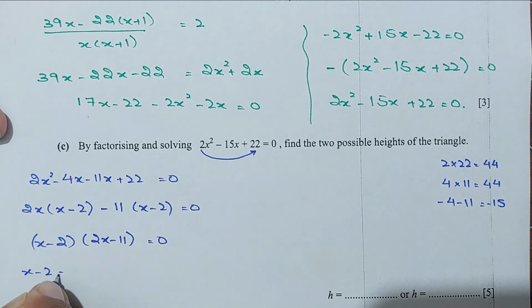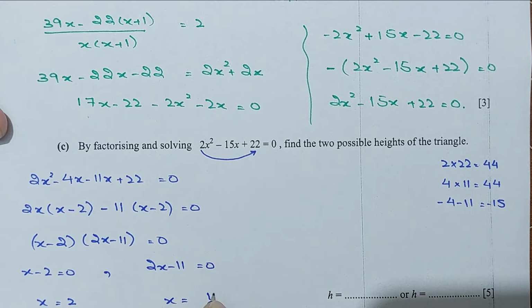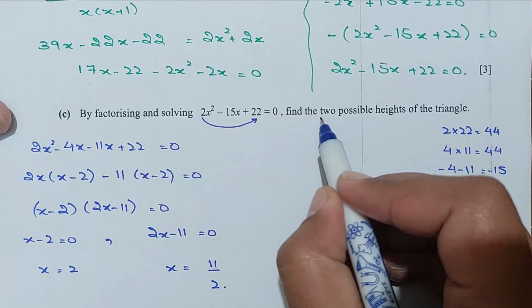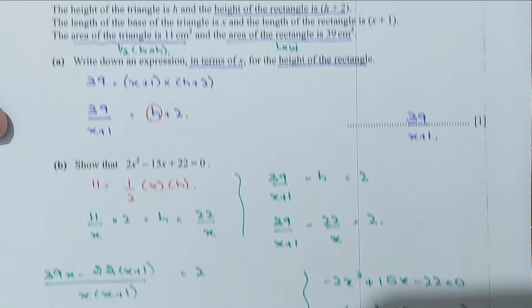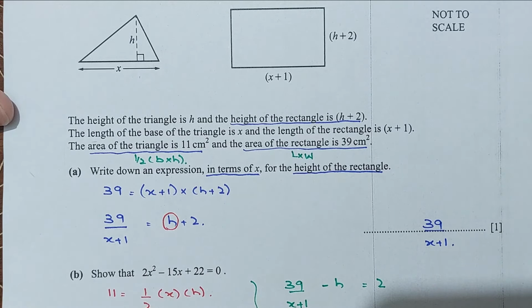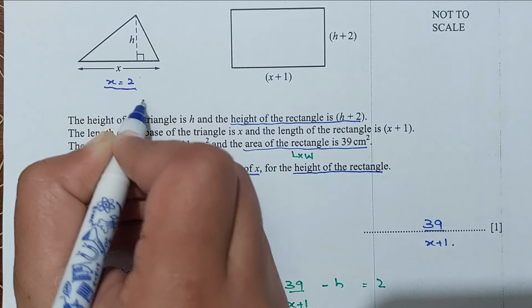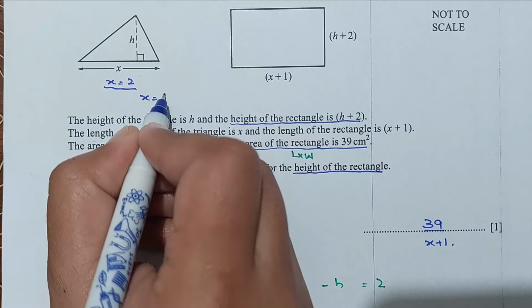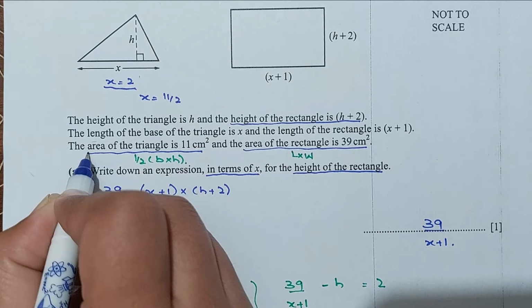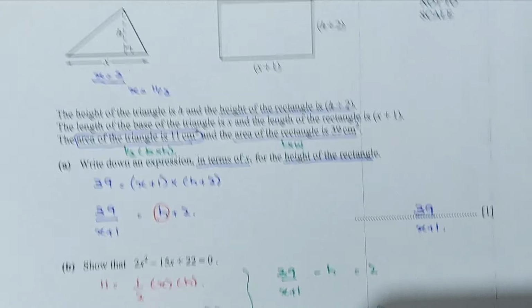So x minus 2 is equal to 0. So from here x value is 2, and 2x minus 11 is equal to 0, and x value is 11 by 2, right? These are the two x values, but we have to find the two possible heights of the triangle. So here is a triangle. We have to find the two possible heights of that triangle. So we got the two possible values. x equals 2, or we can say x equals 11 by 2, right? And we have the area of the triangle is 11 centimeters square. So let me use this information.